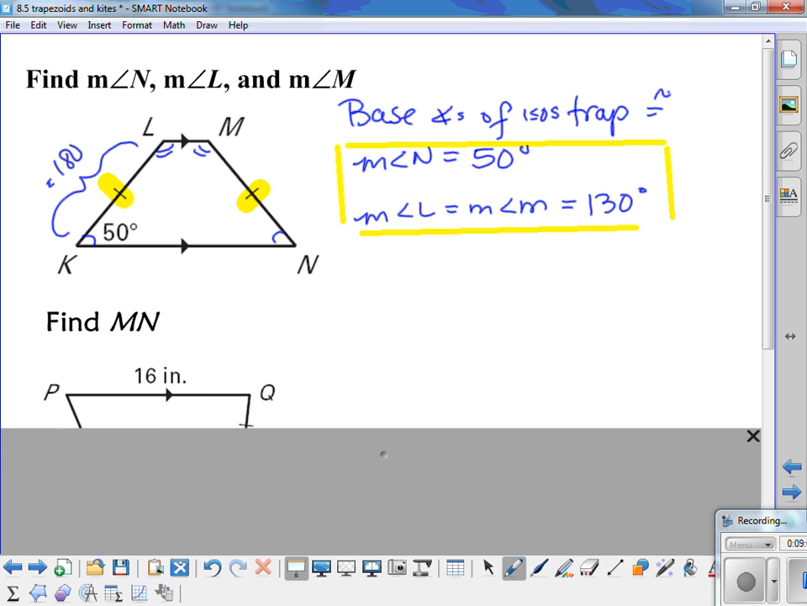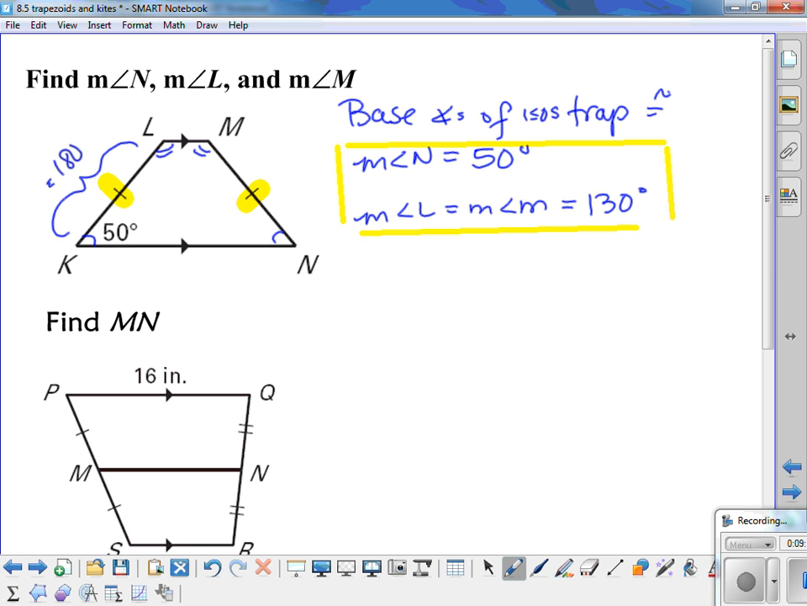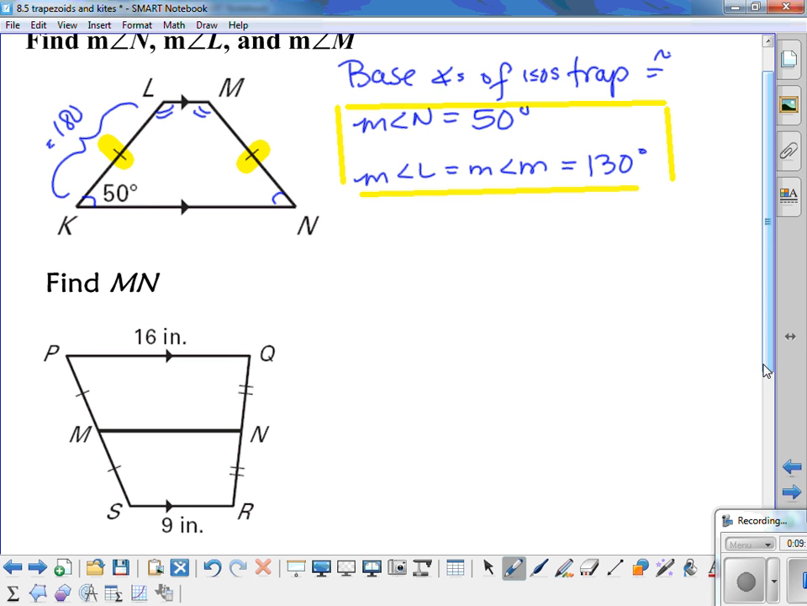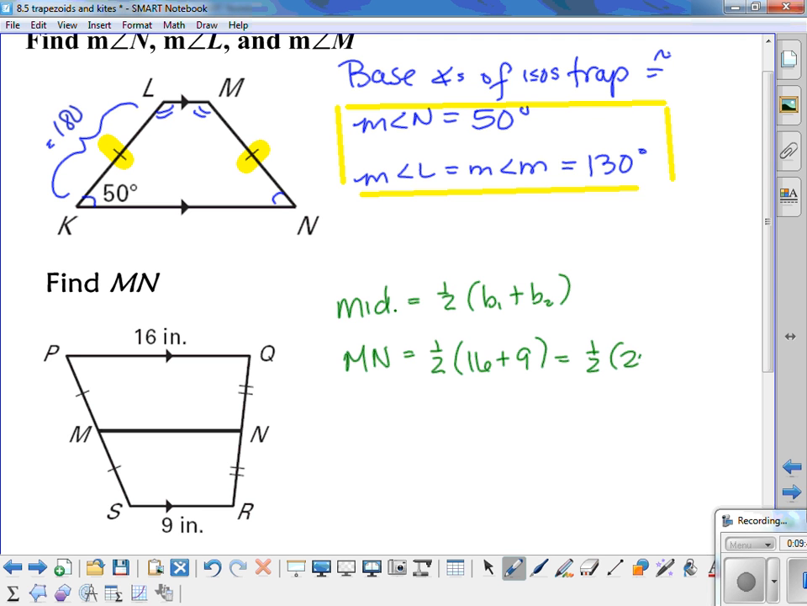Next we have an example with a midsegment. Here we're going to find the length of MN. So you'll recall the formula. My midsegment is going to equal half of base 1 plus base 2. So in this case, MN is my midsegment. It's going to equal half of 16 plus 9, which is half of 25. So that means that MN would be 12.5 inches.